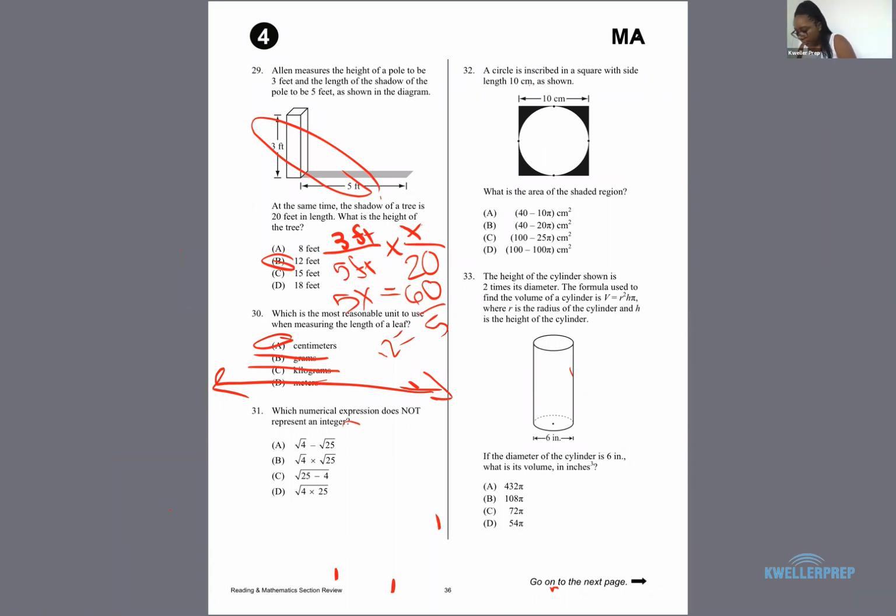Okay. For 31, best thing to do, just to work it out. And I will start.